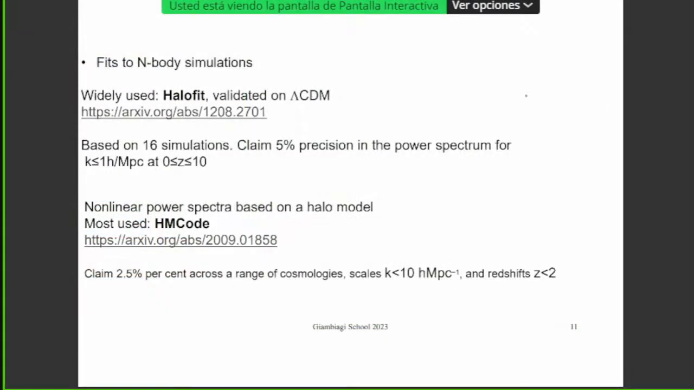So what people have done is to use these N-body simulations to actually fit the lambda CDM power spectrum. Not these very simple ones, but more precise simulations. And there's a very widely used fit which is already kind of old, which is called halo fit, which is in CLASS also, I suppose, right?